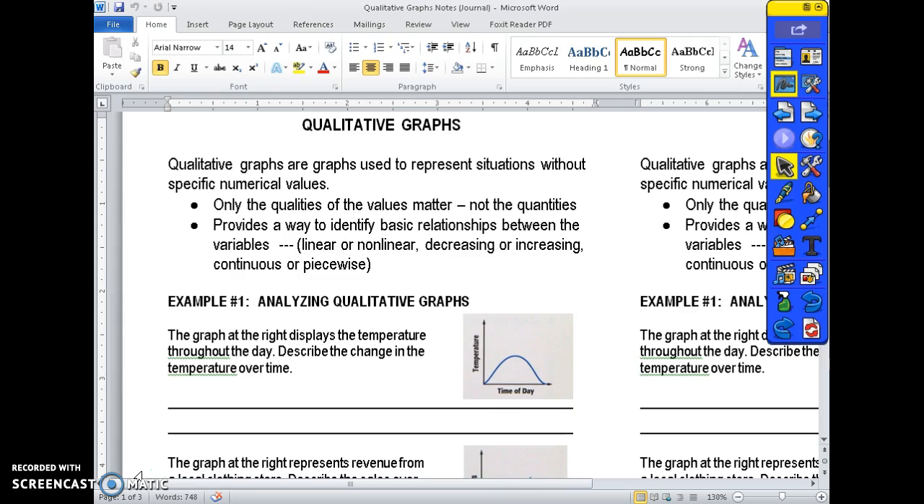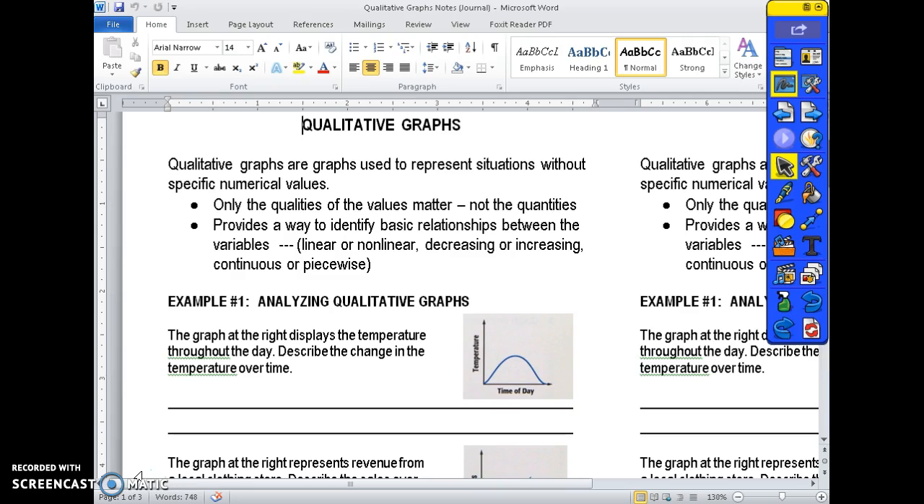You have quantity, which is the number that represents something, the amount of something, and then you have quality that tells how good or bad something is. It's using words to describe. Only the qualities of the values matter, not the amount, not the quantities, only the quality of it.